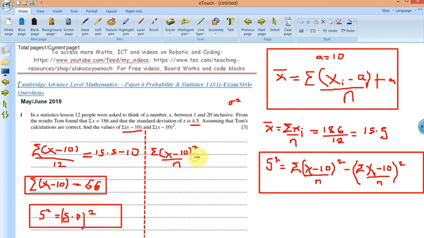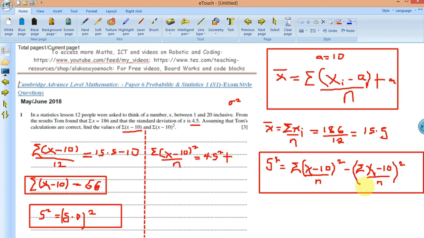equals to, now this one here, this is the variance, the standard deviation square. The standard deviation is 4.5, so that will be 4.5 square, guys. Hope I'm correct. 4.5 square. Now this one here is minus, so when you move it here, it's going to give you plus. Hope that is clear. So you have plus there.